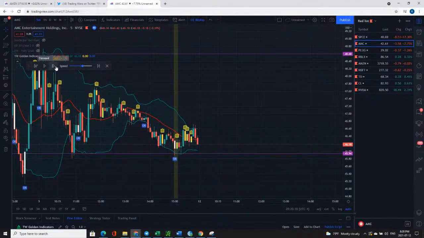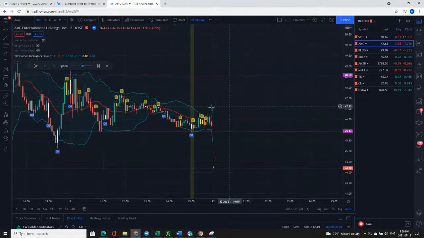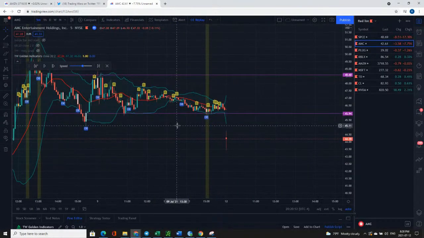I'm going to hit play. Okay, so here we go. Boom, first 5-minute bar. The question here is, what type of gap is this? Let me test you guys here. Is it a gap down or is this a gap up? What do you guys think?